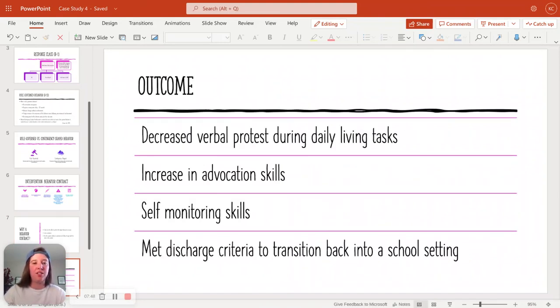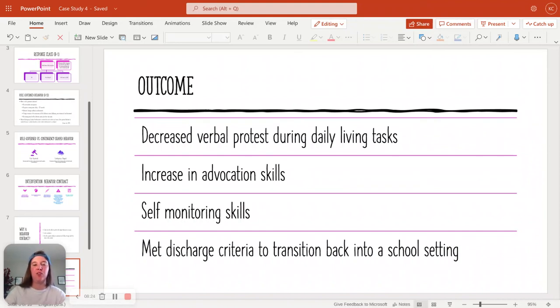The outcome was that we did see a decrease in his verbal protest of daily living tasks, which was shown through event recording. So we had a frequency clicker, and his graph showed a dramatic decrease once we implemented the intervention. And we also saw an increase in his advocation skills, which were being tracked on a data sheet. And we noticed that he had more self-monitoring skills, which usually comes along with that behavior contract, right? Helps that self-monitoring.